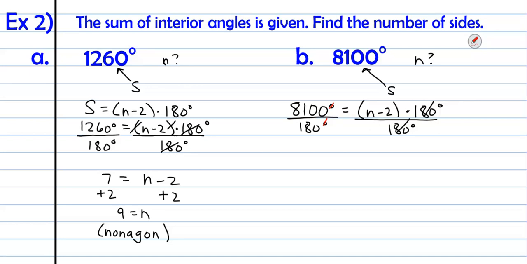So 8100 divided by 180 gives us 45. So 45 equals n minus 2. Add 2 to both sides, and we get 47 equals n. So wow, that is a polygon with lots of sides. We don't have a very good name for that, so we're just going to call it a 47-gon.